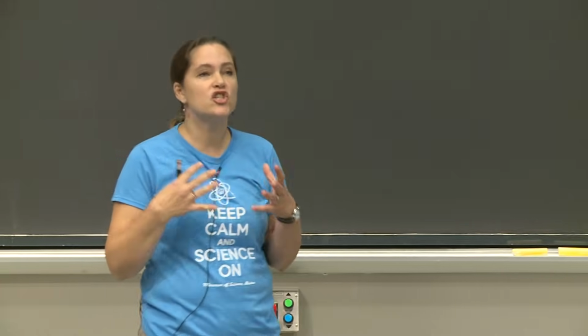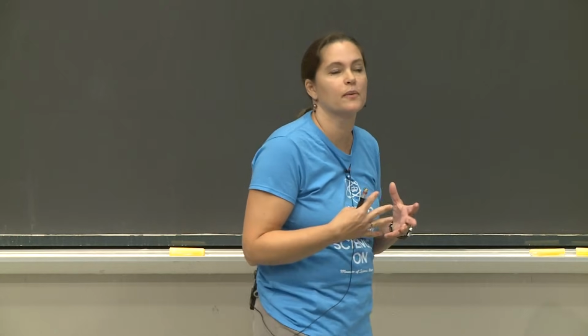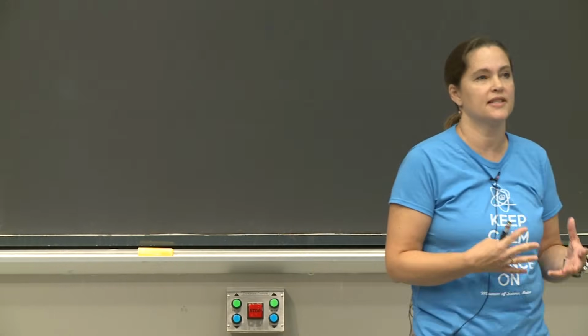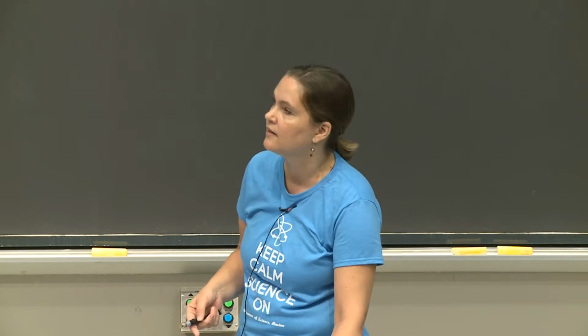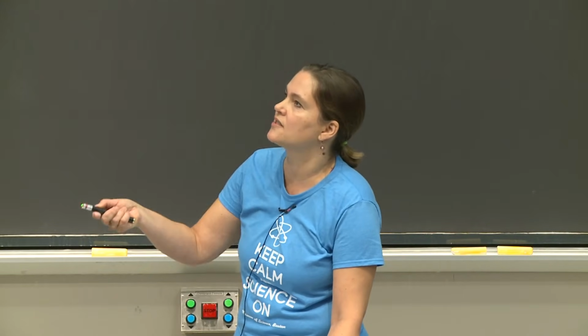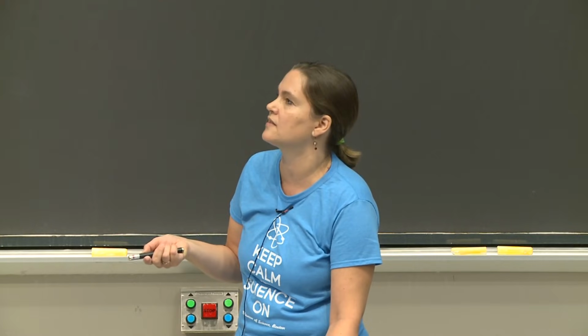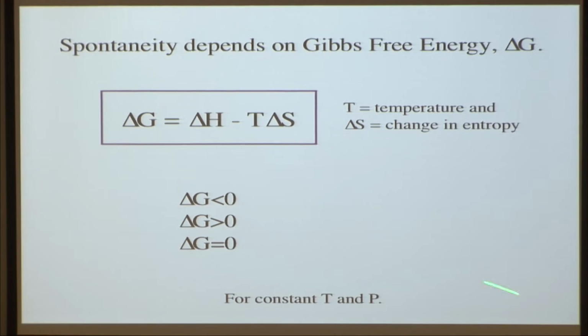So Gibbs free energy depends on delta H, but it also depends on another term, which is T delta S, temperature and delta S, the change in entropy. So delta G is the predictor of whether a reaction will go in the forward direction in a spontaneous fashion or not. So let's just think about the sign of delta G and what it means. Again, at constant temperature and pressure here, delta G less than 0, negative delta G, is that spontaneous or not?